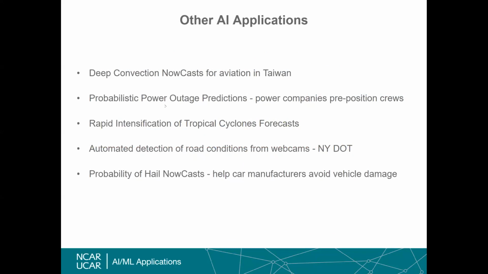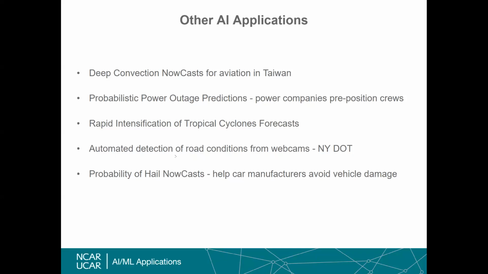Probabilistic power outage predictions. This is used in California, where they're helping power companies pre-position crews to better get that power back online. Another tropical cyclone use is for rapid intensification of tropical cyclone forecasts. Typically, our dynamical models really struggle with rapid intensification, and so AI models can sort of step in and perhaps do a little bit better job.